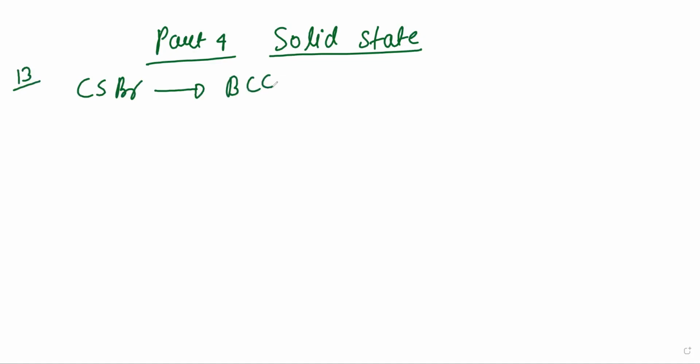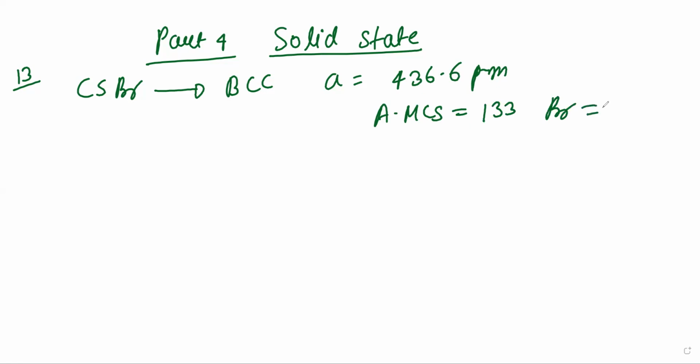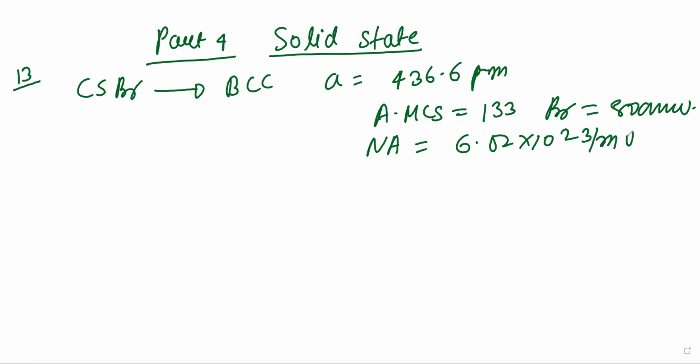The unit cell length is given, that is a, 436.6 picometer. The atomic mass of cesium is given, that is 133, and that of bromine is also given, that is 80 atomic mass unit. Avogadro number is given, that is 6.02 × 10^23 per mole. What is the density of cesium bromide? So it is asking about the density of cesium bromide. It was asked in 2006, right?